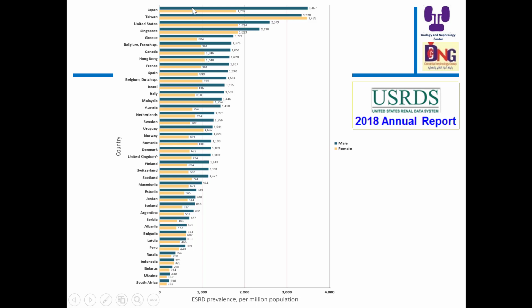Why is CKD progression more common in males? Exactly, we don't know. Is it related to estrogen or testosterone? We don't know.